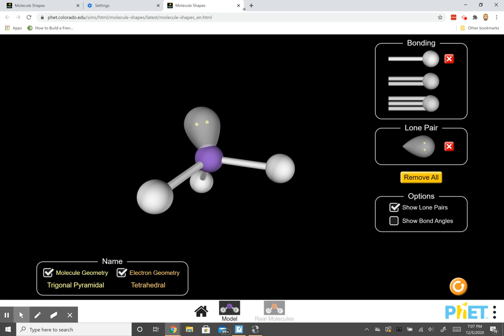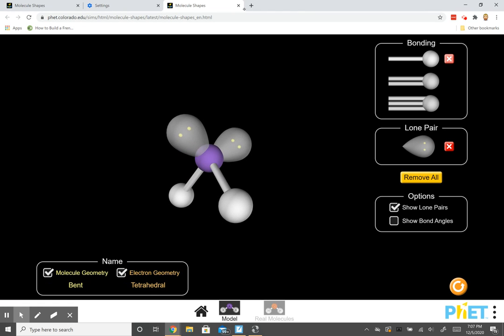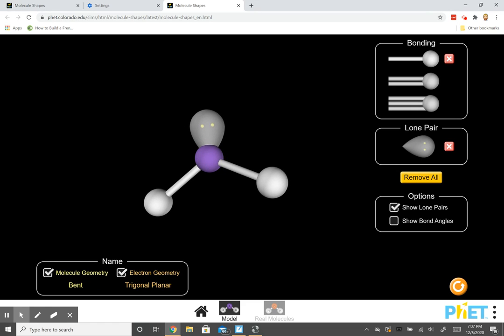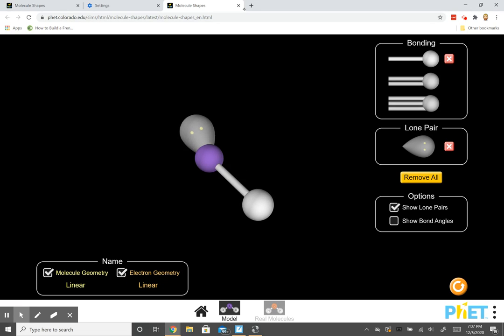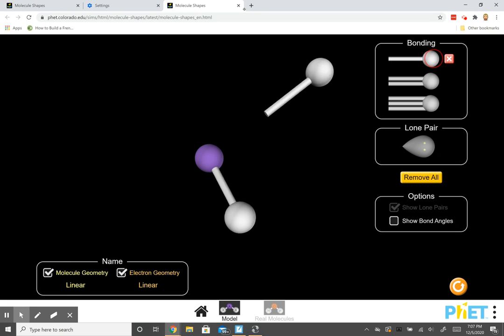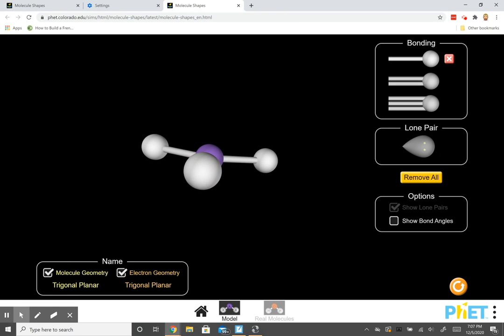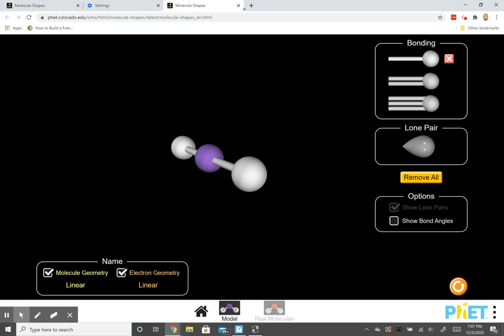If I get rid of one of the bonded and put another, you can see how it's bent. We like to put that bent 2 as more of an indicator. So if I get rid of one, you have bent 1, trigonal planar. Get rid of one of the lone pairs, and you'll see that you have all three in the same plane, giving us trigonal planar. And then if you get rid of one, you have a nice linear molecule.